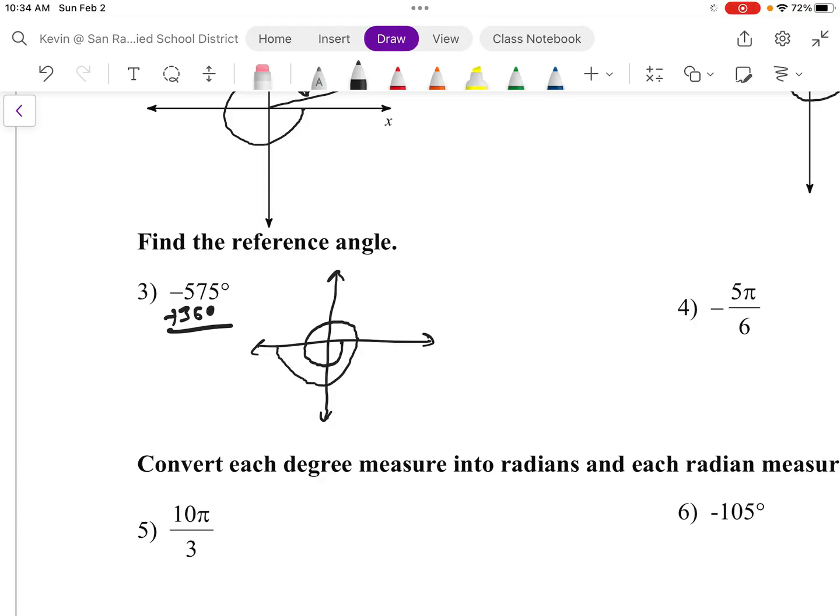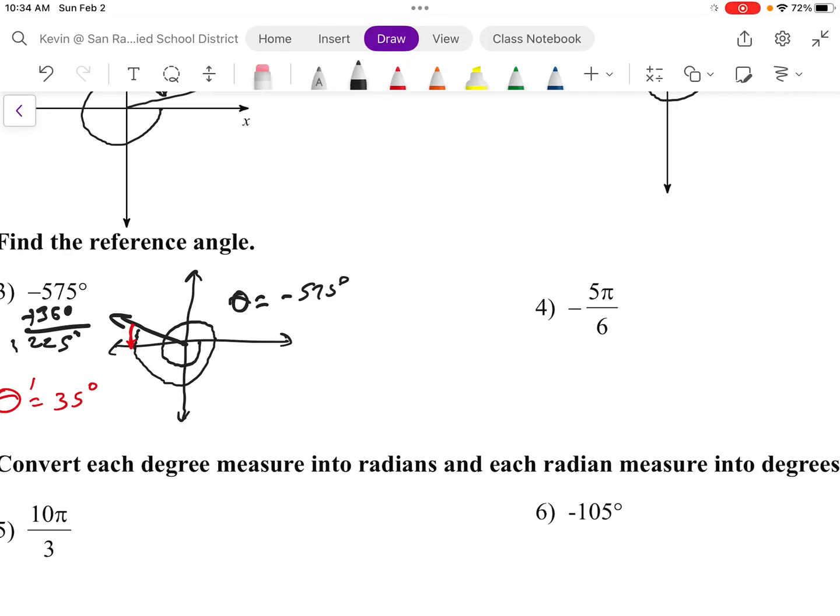So there's our negative 360 degrees. And then we keep going around, 90, 180, and then let's see, 225, I think, right? So would this be 225? I think so. Anyway, so we draw this angle here. So that's theta equals negative 575 degrees. Now our reference angle is this angle right here. It's what we have left. So theta prime equals 35 degrees, and it's always positive.